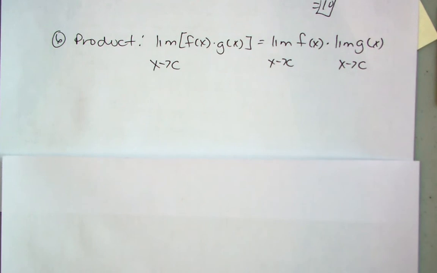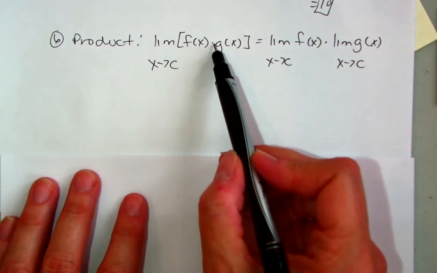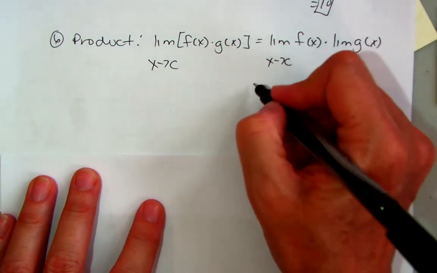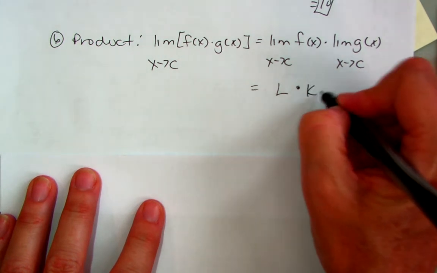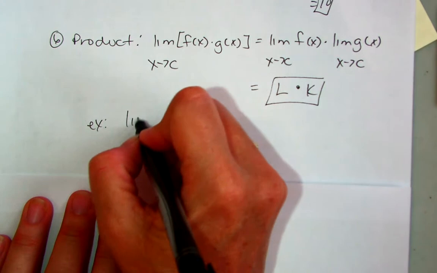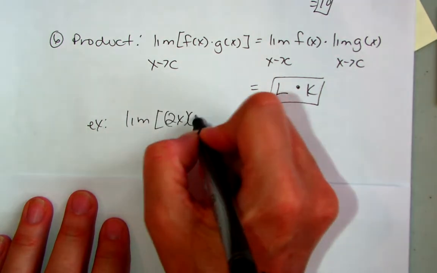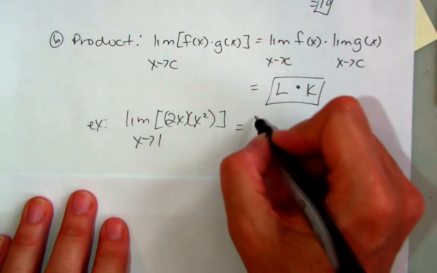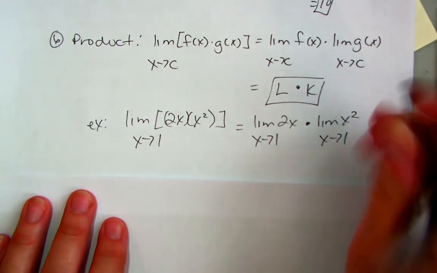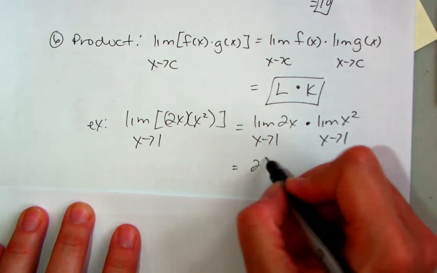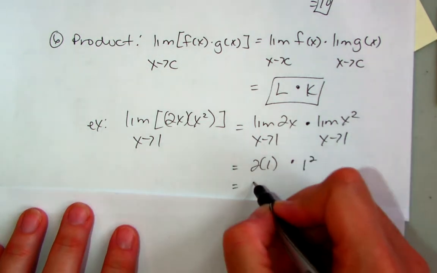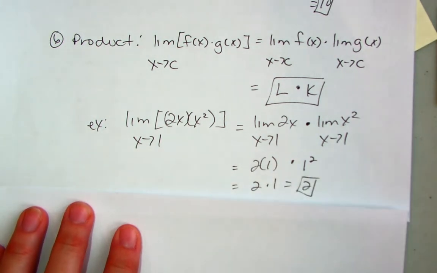Next, product. The limit of 2 functions being multiplied together as x approaches c is equal to the same thing as the limit of the first one times the limit of the second one. So back at the beginning, we said this was equal to L, this was equal to capital K. Let's see if I can get you an example. The limit of 2x times x squared as x approaches 1 can be written as the limit of 2x as x approaches 1 times the limit of x squared as x approaches 1. So that would be just by substitution, because that's just a line. This parabola has also no holes and no jumps. You just substitute that in. So it would be 2 times 1, which equals 2. That's the answer to that limit.